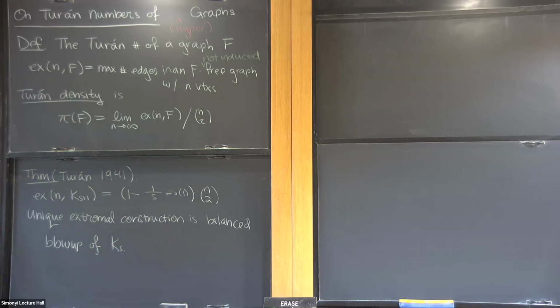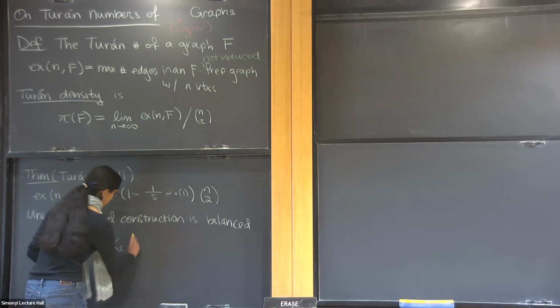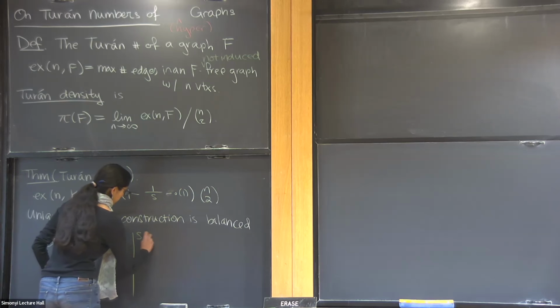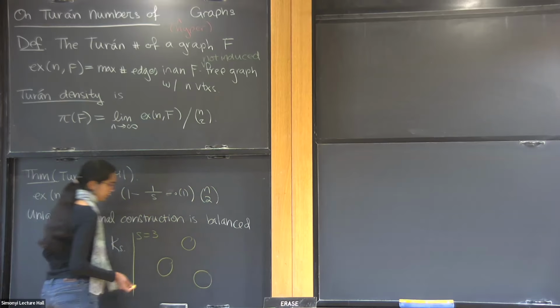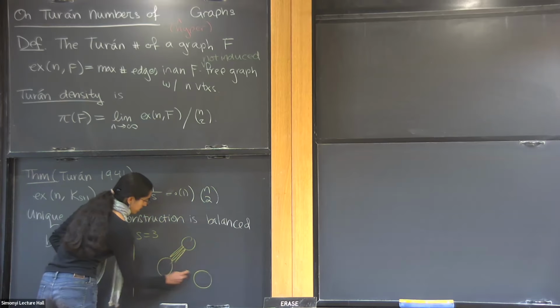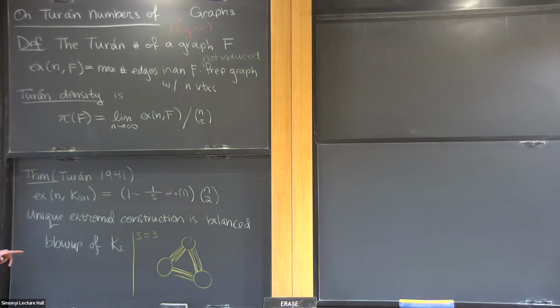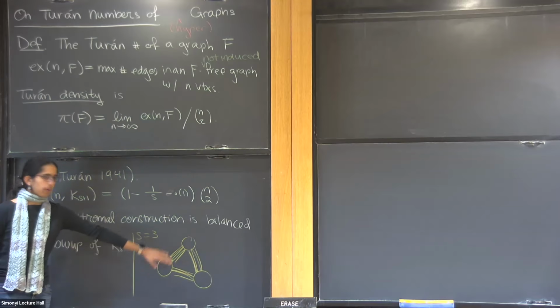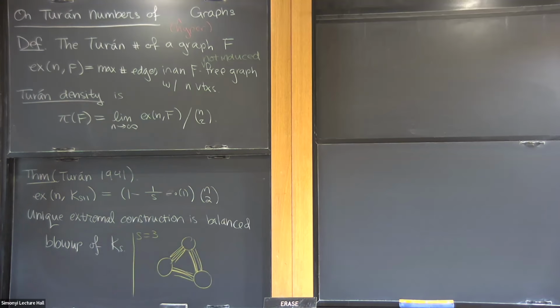And you should say what the blow-up is. Oh, yeah. So, for example, if s equals 3, then you'll take 3 chunks of vertices and you'll put complete bipartite graphs between them. So you start with a triangle and then replace each vertex with an independent set. And balanced means the 3 parts have size as close to n over 3 as possible while still being integers.